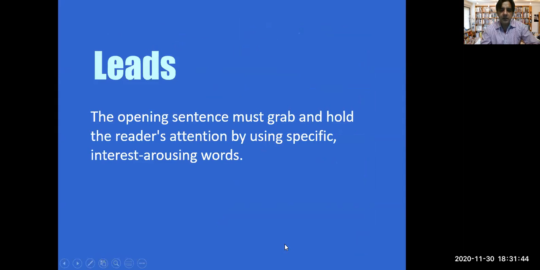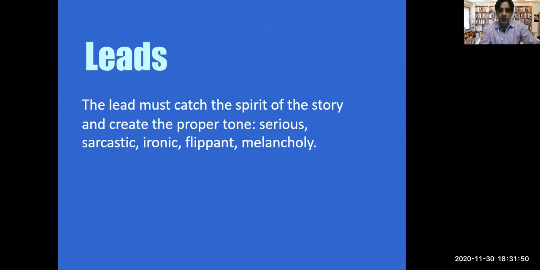So the opening sentence must grab and hold the reader's attention by using specific interest-arousing words. Then it must catch the spirit of the story and create the proper tone: serious, sarcastic, ironic, flippant, melancholy. It all depends on the type of story you are doing. So the lead should be catching the spirit of the story.